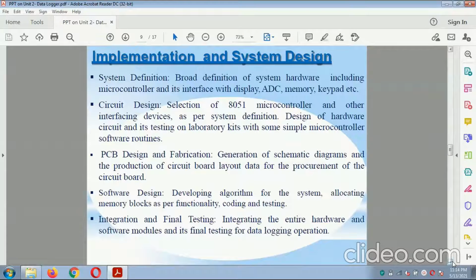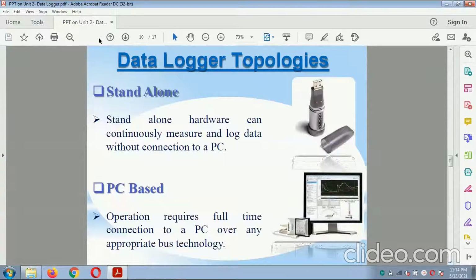logging operation. So these are the data logger topologies, standalone and PC based. The standalone hardware can be continuously used to log the data without connection to the PC. And PC based means the operation requires full time connection to the PC over any appropriate bus technology.